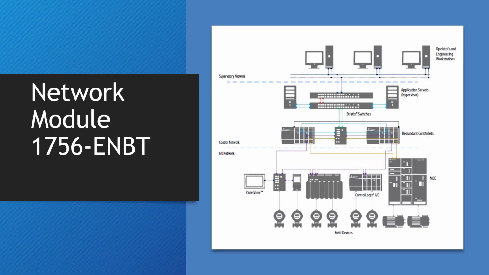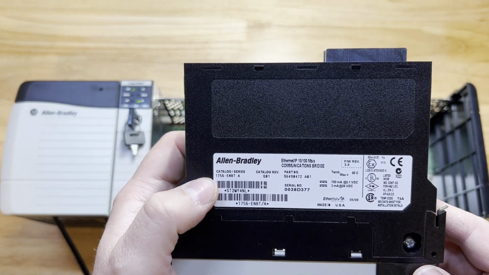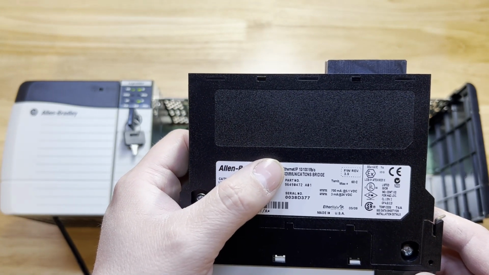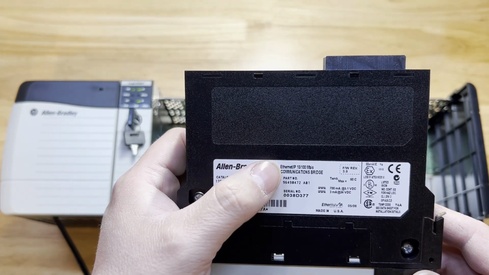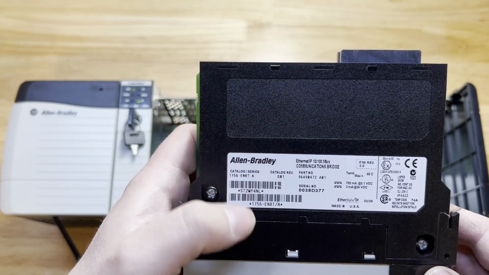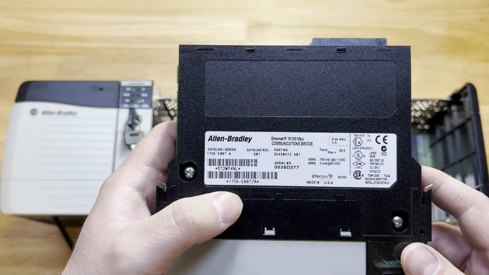The next module we will be installing in the chassis is a network module. This particular module is an Ethernet communication module. This allows the PLC processor to communicate to other I/O racks, human-machine interfaces, SCADA systems, and other networked devices. This module is a 1756 ENBT, Ethernet Communication Bridge Module. It communicates via Allen-Bradley EtherNet/IP industrial protocol at speeds of 10/100 megabits per second. This is an older communication module, but it's good for demonstration purposes.